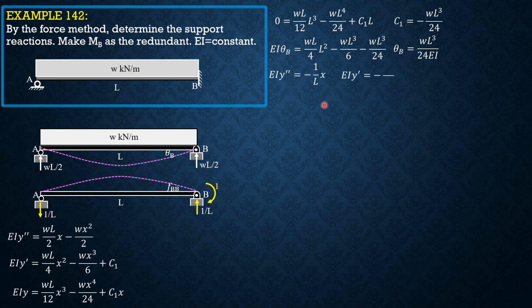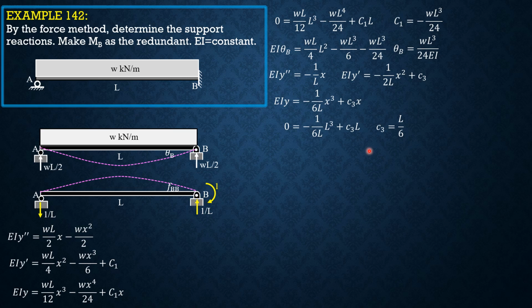Integrating, EIY prime equals negative 1 X squared over 2L plus C sub 3. And EIY equals negative 1 over 6L X cubed plus C sub 3 X. There's no C sub 4. So 0 equals negative 1 over 6 L cubed plus C sub 3 times L when X is L, Y is 0. So C sub 3 is L over 6.